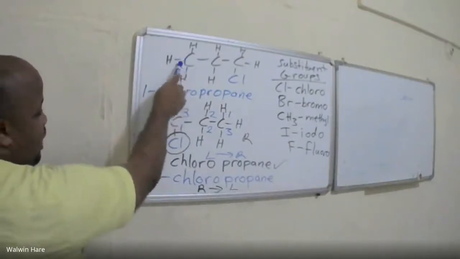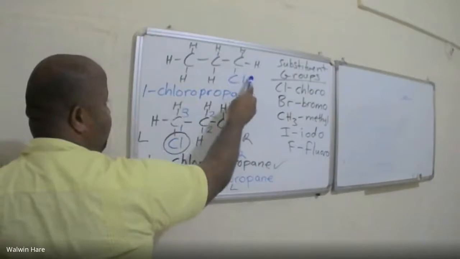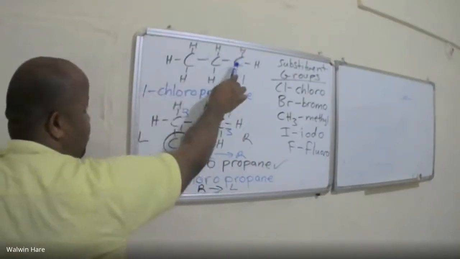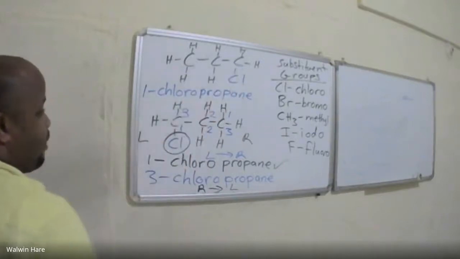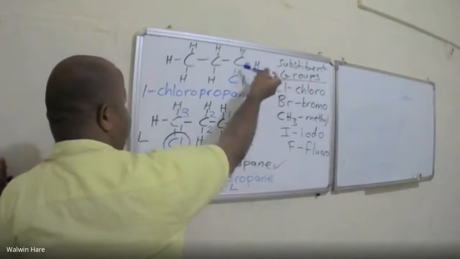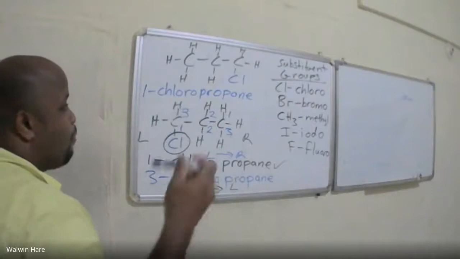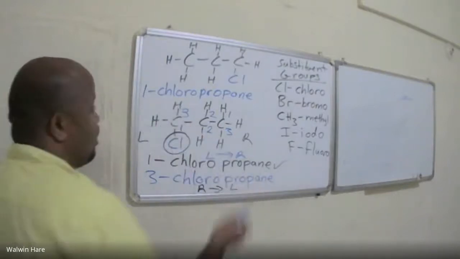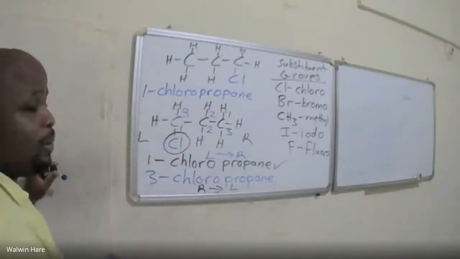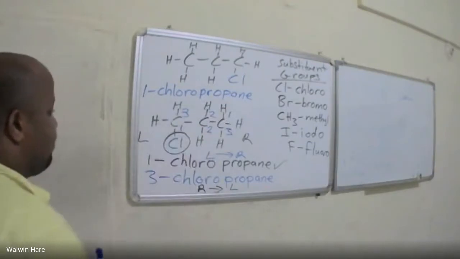If you had started here, it would have been 1, 2, 3. So the chloro group would have been attached to the third carbon if you had counted in this manner. So that is why we have to count from this end, because it's a rule. You will always count from the end of the compound that gives the substituent group the lowest number possible. So that is how we get 1-chloropropane.